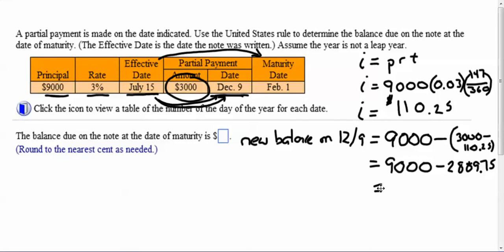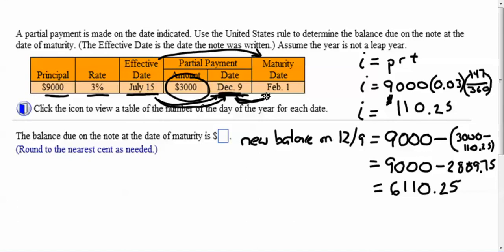minus 2,889.75, which is, we still have $6,110.25. That's the new principal, or the new balance of the loan. And remember, we have to pay off that loan by February 1st. So now we're on December 9th. So we have to figure out how much more interest we have to pay from December 9th to February 1st.